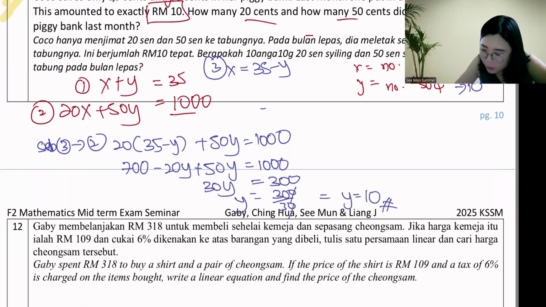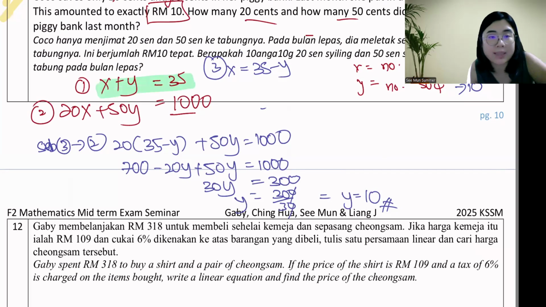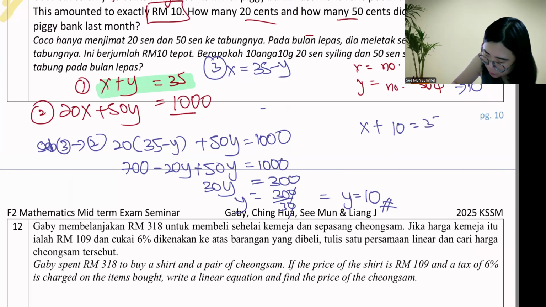So now we put it back to find x. I will use the simplest equation, x plus y equals 35. I substitute y, which I know is 10, so x plus 10 equals 35. So x equals 25.